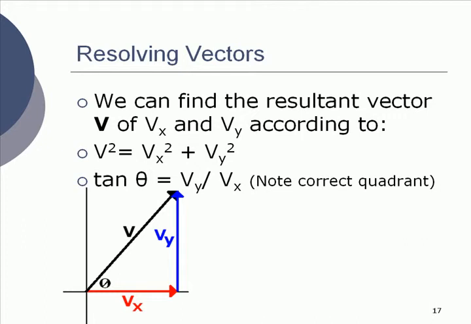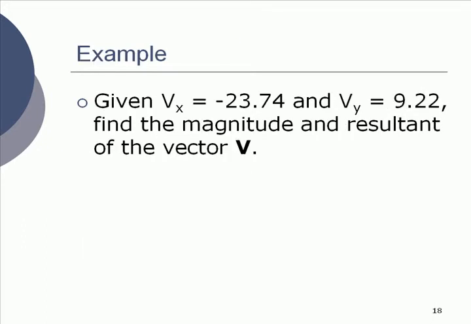So, let's take a look at an example right now. We don't know what the vector is here, but we do know what the x and y components are. We're doing the opposite of what we just did. We know that the x component is negative 23.74, and the y component is 9.22.